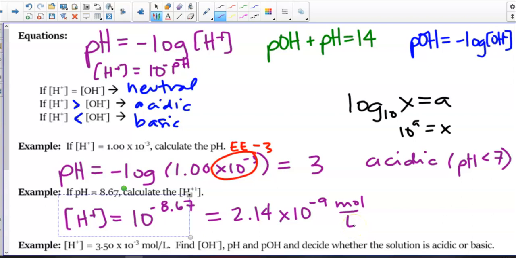And if I said, is this acidic or basic? Well, I would hope you'd say this is basic because the pH is greater than 7. It said it was 8.67.